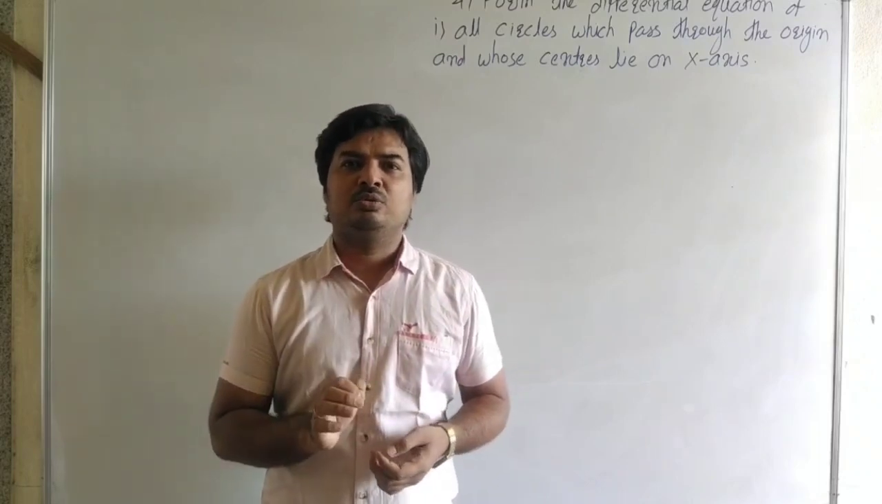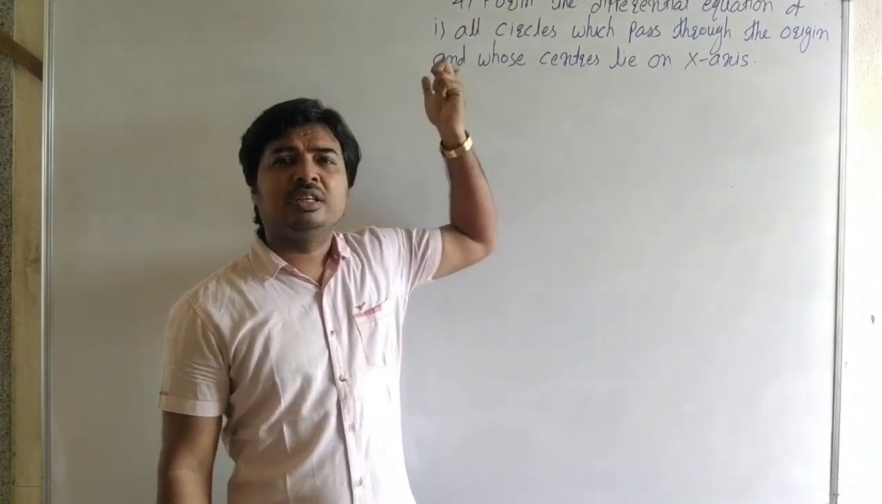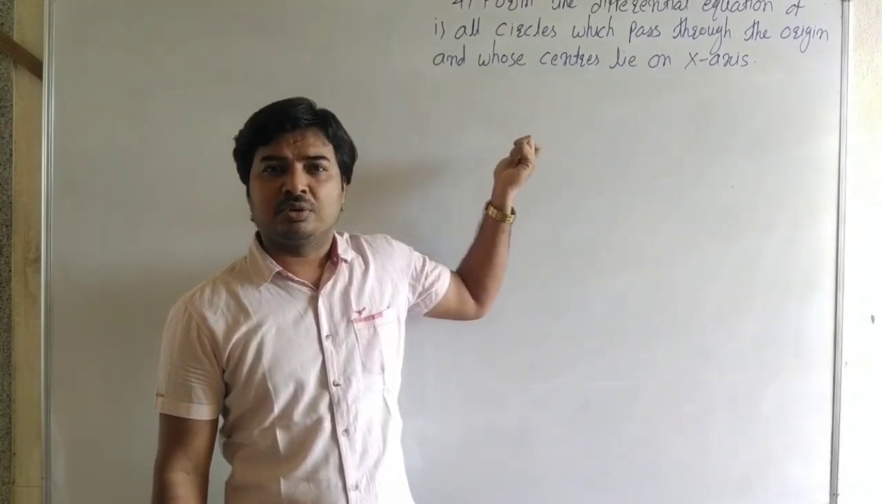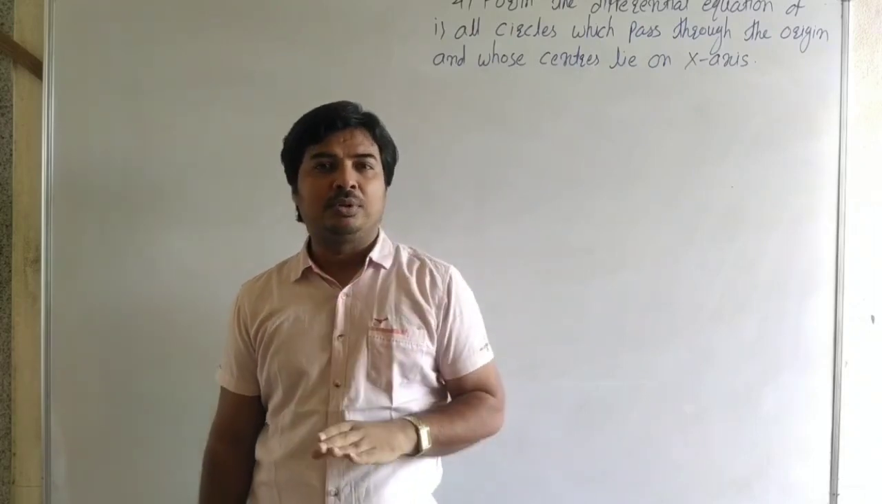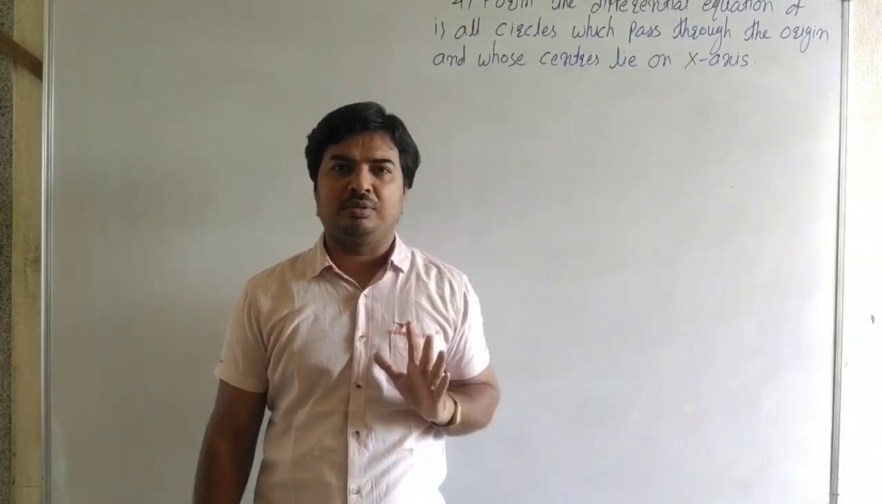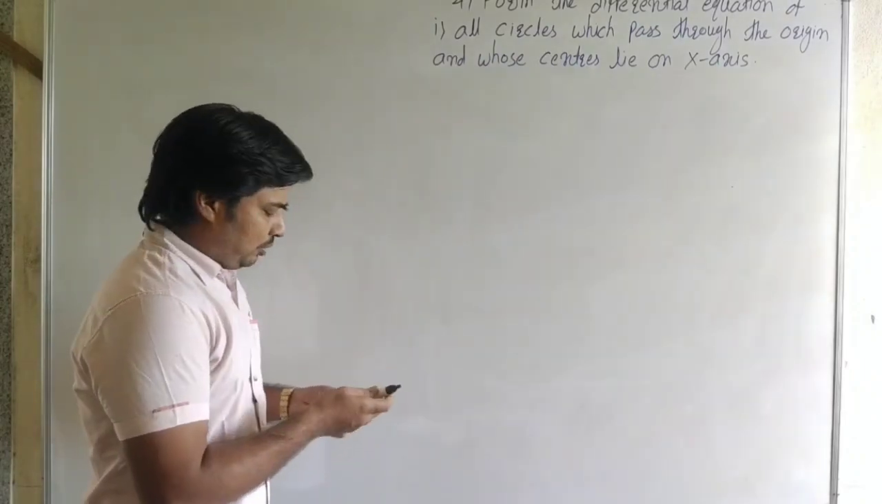But in this lecture we see examples where the equation is not given. There are conditions given for the equations. First find the equation from the given conditions and then differentiate to form the differential equation. Okay. Now here it is example number 4.